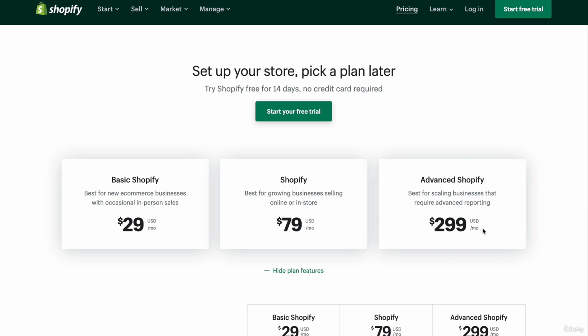This is what I use. But if you don't know how many transactions or sales you'll be making, then you can also use the basic Shopify plan. It is really up to you how much you want to invest in yourself. Either way, all 3 of them are going to be at least adequate for drop shipping.